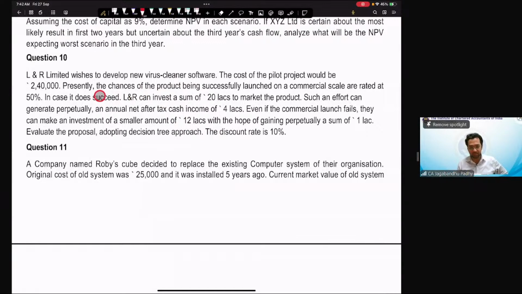Right? In case it does succeed, L&R can invest a sum of 20 lakhs to market the product. Now for us, we want to invest 20 lakhs for marketing the product, and such effort is going to give us a perpetual cash inflow of 4 lakhs.